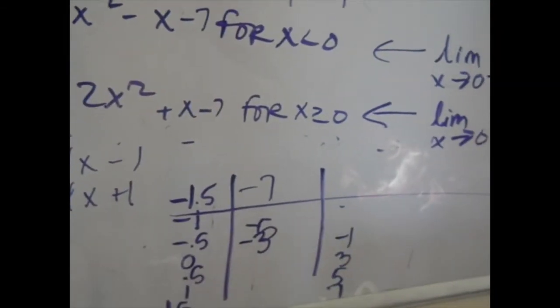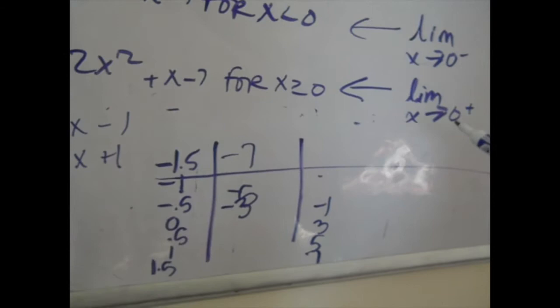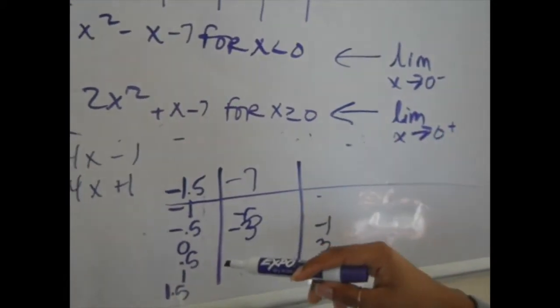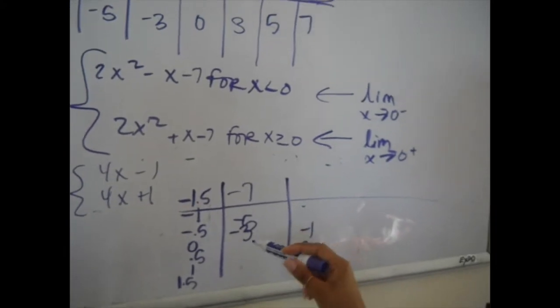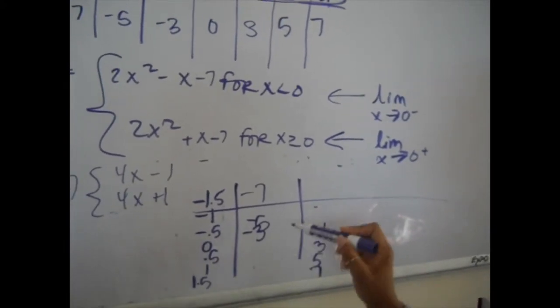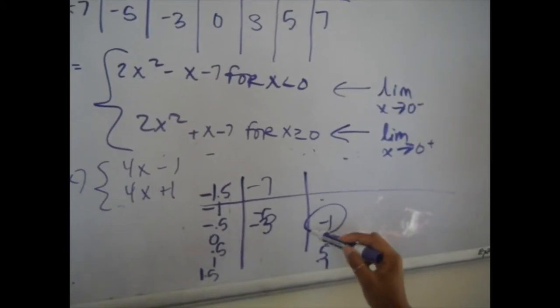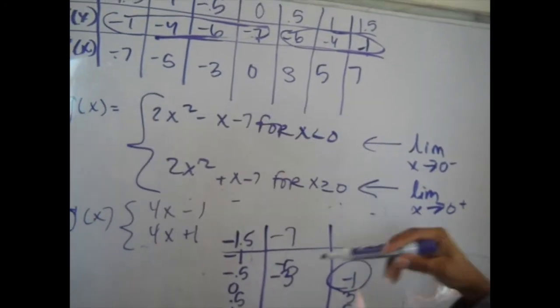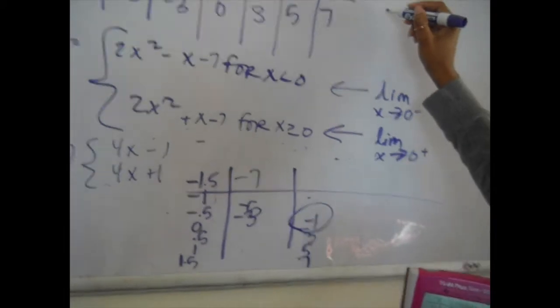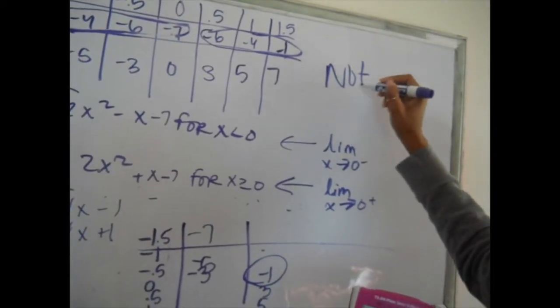But for 0.5, you get 3, for 1, you get 5, and for 1.5, you get 7. So everything is the same as the limit approaches 0 from the left-hand side and from the right-hand side. The only difference is when we are exactly at 0, because for g prime of x you get negative 1, and for f prime of x you get 0. And this means that the functions are not the same.